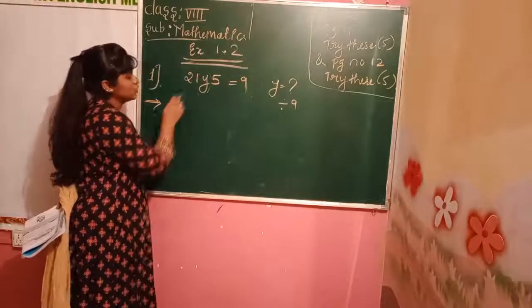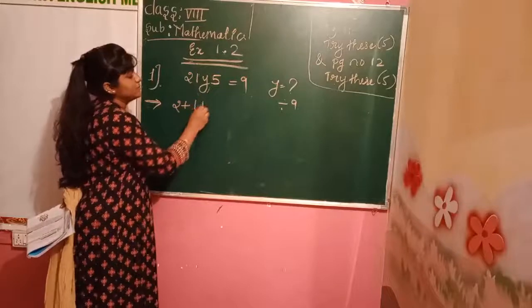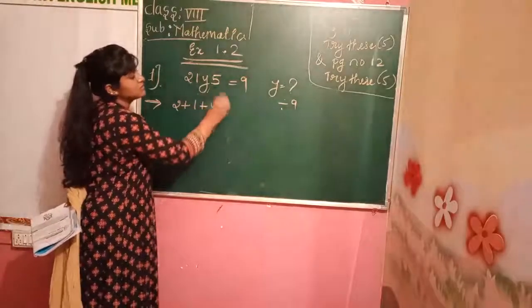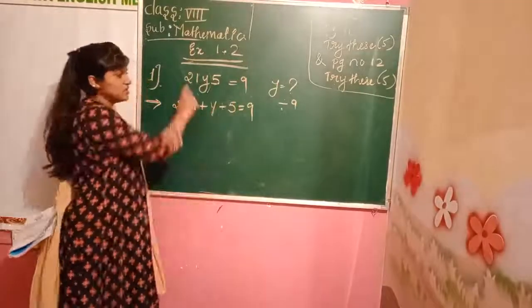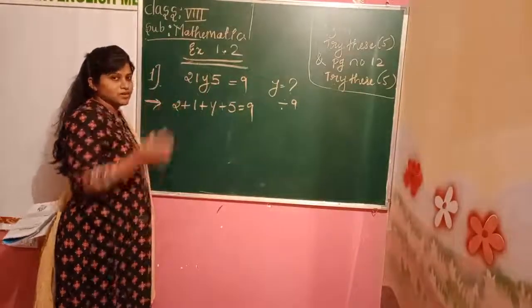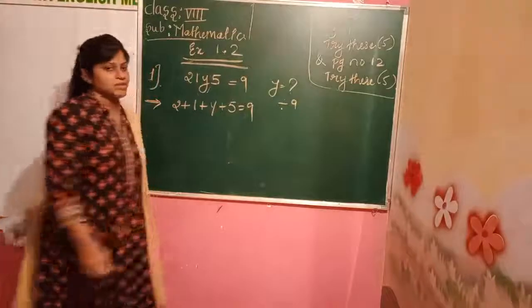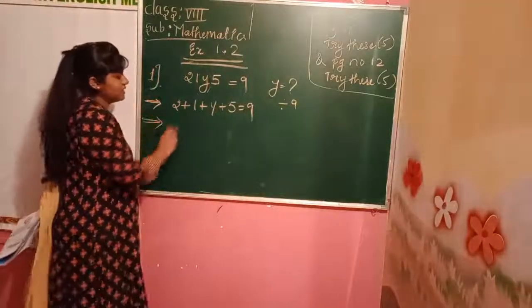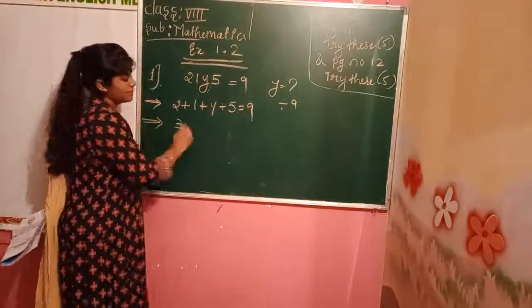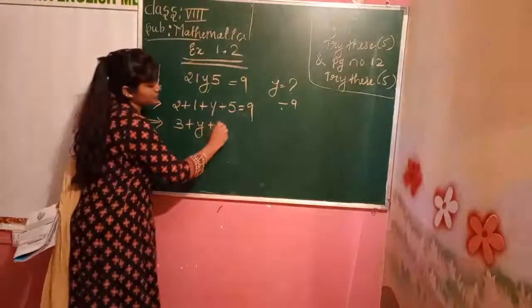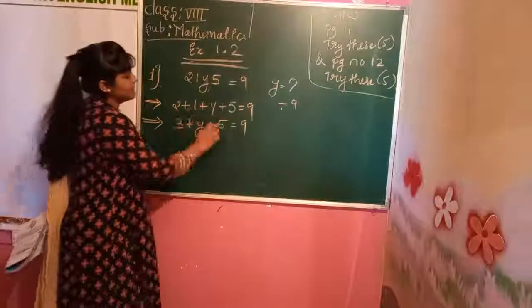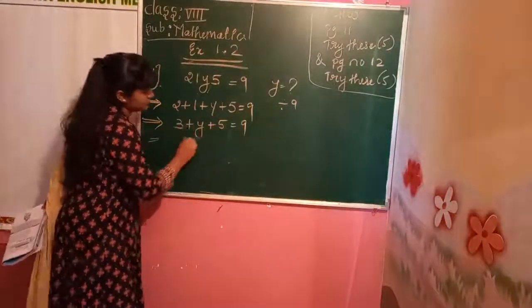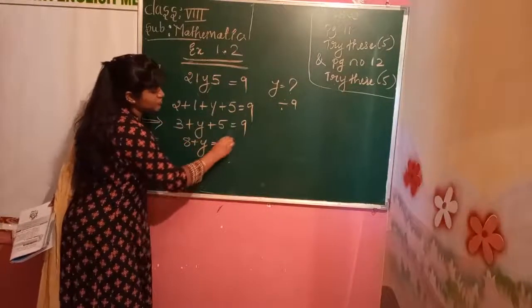Start expanding. 2 plus 1 plus y plus 5 is equal to 9. Don't expand the given number 9, separate it. We'll start adding now. Add it. 2 plus 1 will be what? 3 plus y plus 5 is equal to 9. Now again I will add these two numbers. 8 plus y is equal to 9.